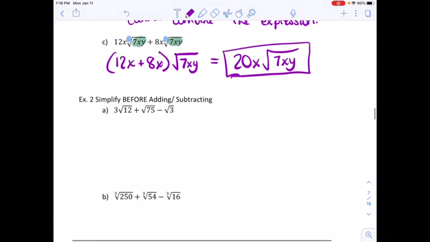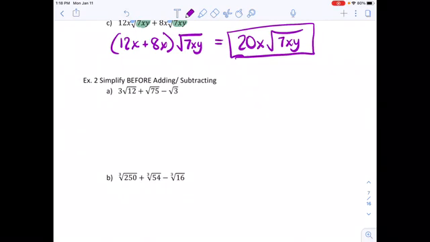Okay? And then the next two, we need to simplify before adding or subtracting. Right now, our indexes match on part A, and separately, our indexes also match on part B, but our radicands are all different, meaning that currently we can't do anything with them. But if we simplify before adding and subtracting, we can do some things. So this just means we need to do our factor trees. So I factor tree these out.